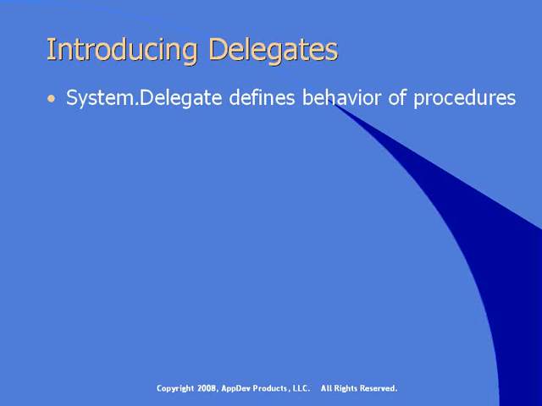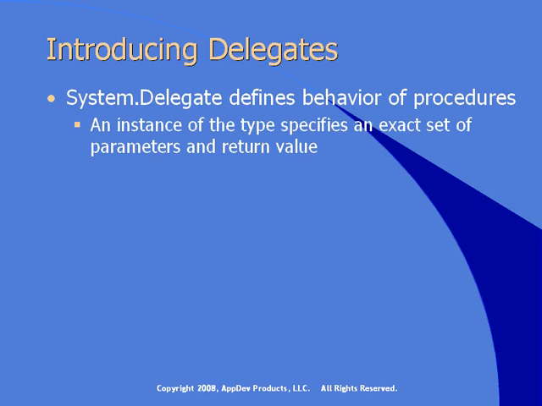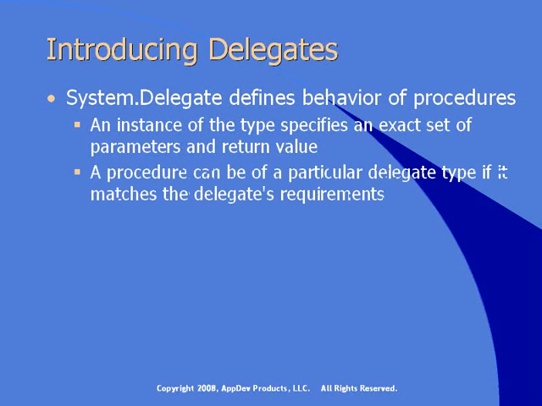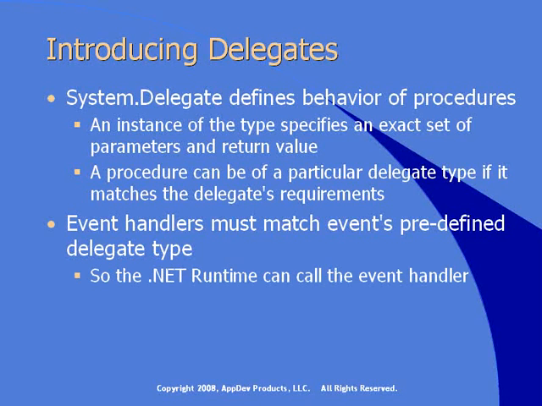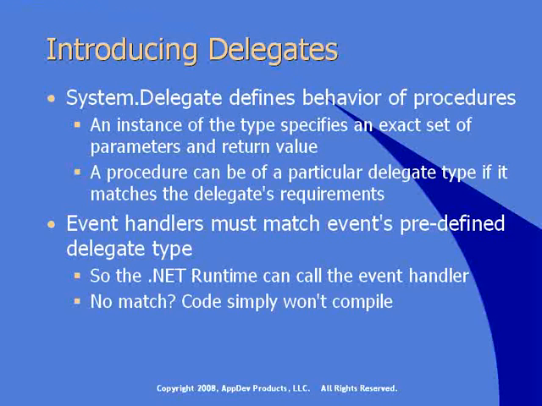The System.Delegate type defines the behavior of procedures. An instance of a delegate specifies an exact set of parameters and a return value. A procedure can be of a particular delegate type if it matches that delegate's requirements. Event handlers must match the event's predefined delegate type so that the .NET Runtime can call the event handler. If there's not a match, your code simply won't compile.